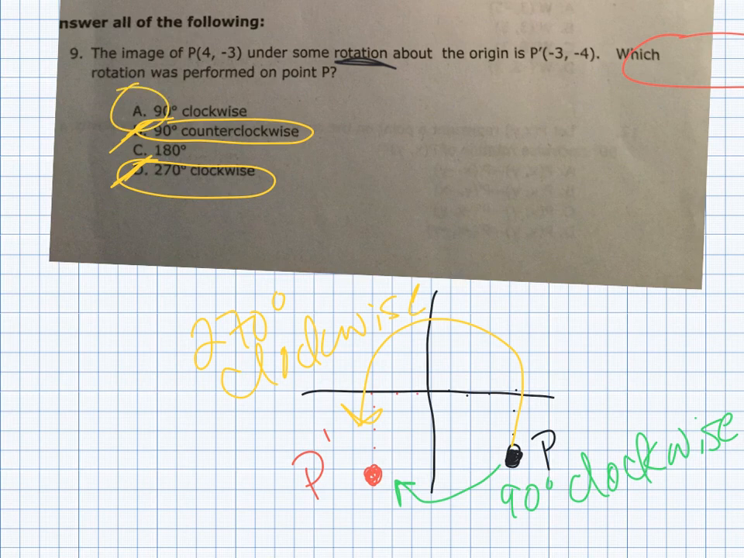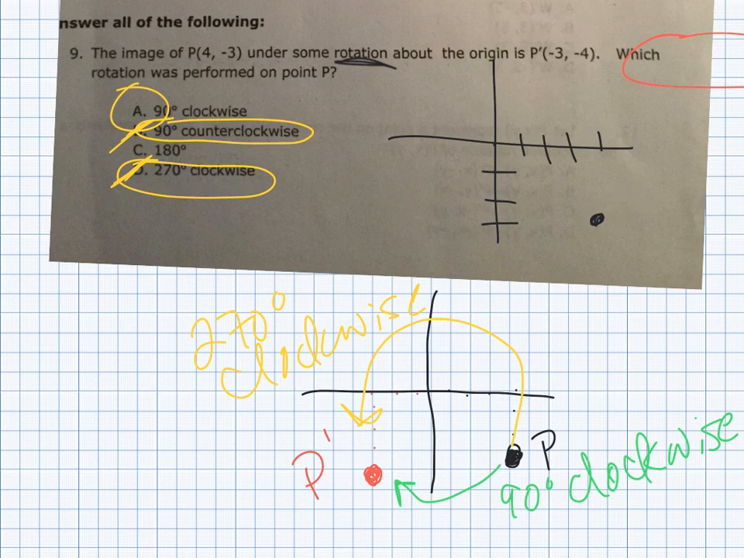Okay. If that isn't apparent to you and you're like, I don't see what you're saying, then let's try it this way. Here on my paper, I'm going to graph P at 4, 3. 2, 3, 4. 1, 2, 3. It's going to end up right here. This is P. Oh, I wrote a B. Hang on.